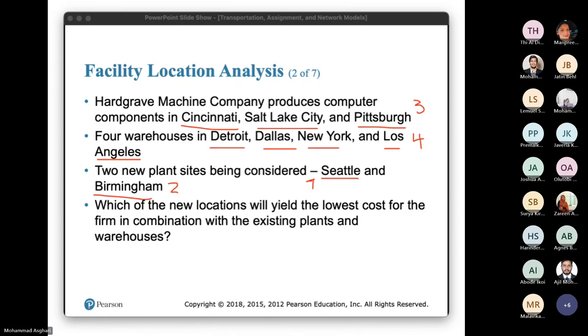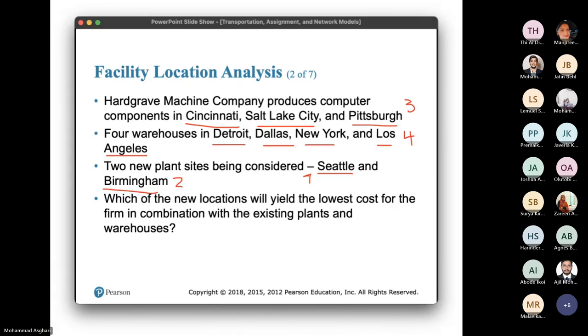So it's so easy. One time I have to solve the problem with Seattle. And we just imagine, what if we establish a new plant in Seattle and find how much the total cost is? So let's call it Z1. And next time, I just imagine that the new plant has been established in Birmingham, and find out how much the total cost is. Just imagine that it is Z2. And after that, we just compare these two Z's and find which one gives me the lowest, which one is lower than the other one.